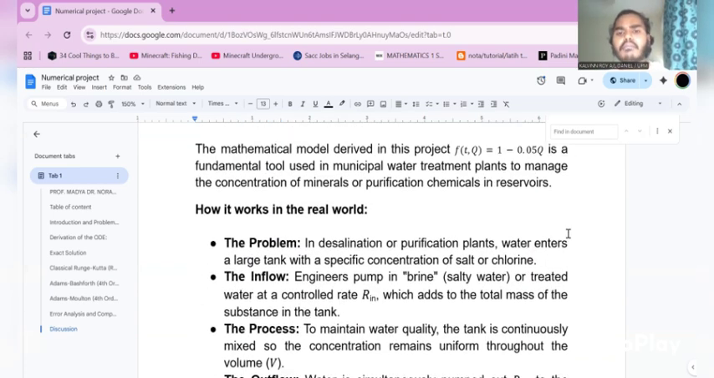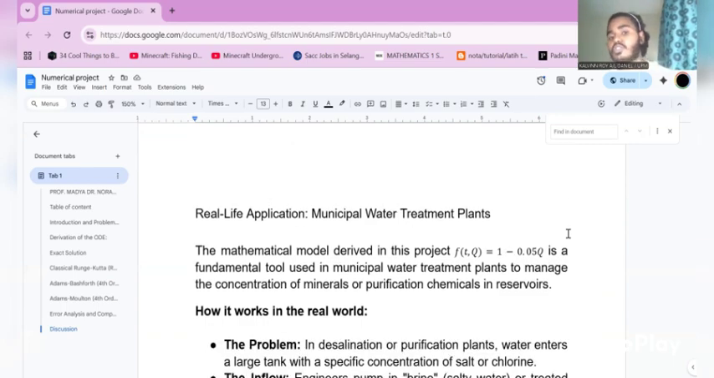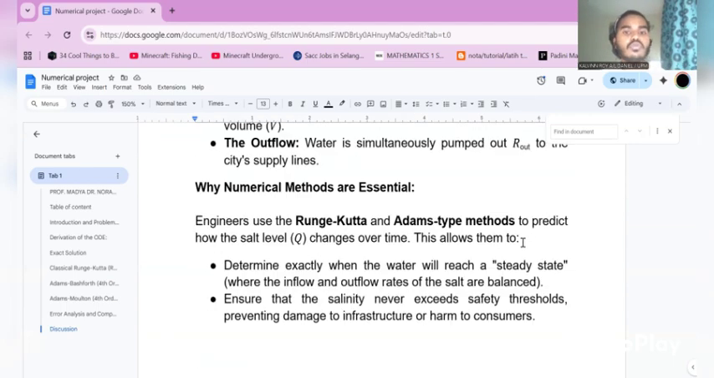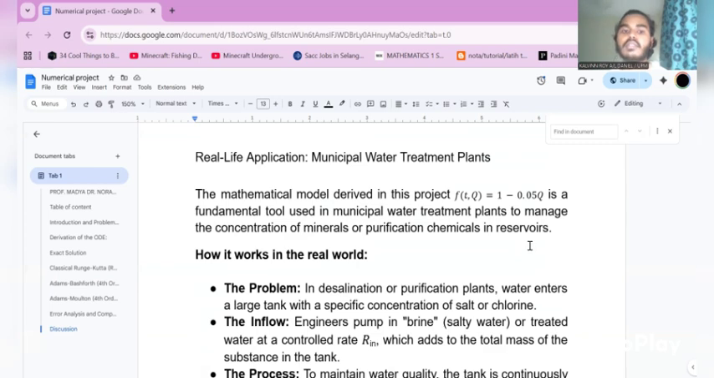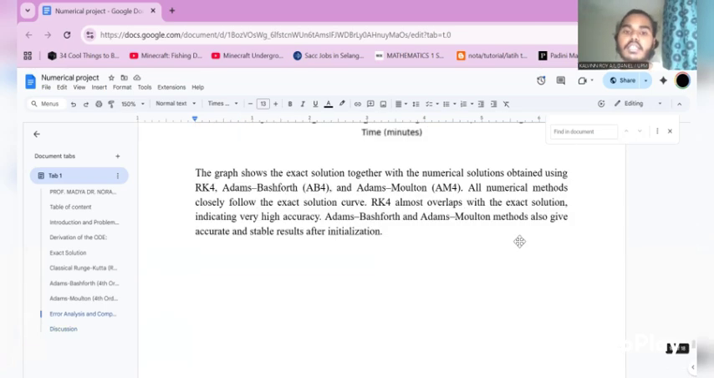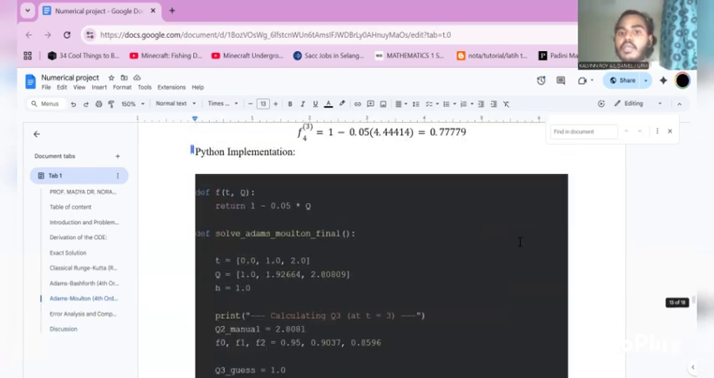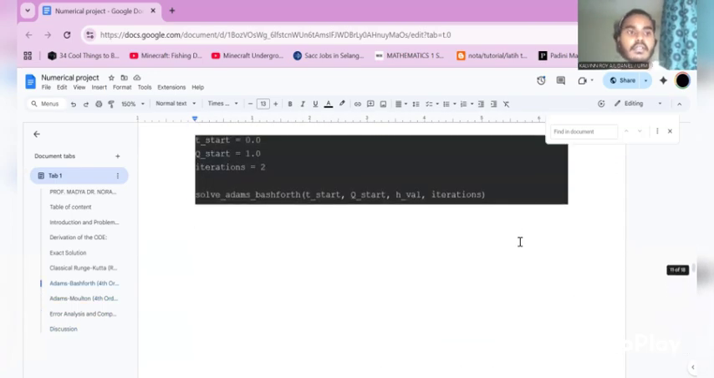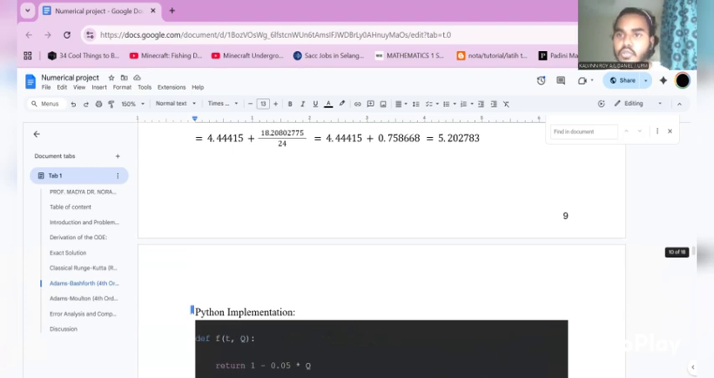When it comes to the main implementation of how this question and this numerical method are used, I think this is one of the more accurate ones, because we use this in day-to-day life, especially engineers when they want to identify how safe the amount of chlorine or purification chemicals within the water should be. So I hope that is able to explain everything that we have conducted in this project. Thank you so much.